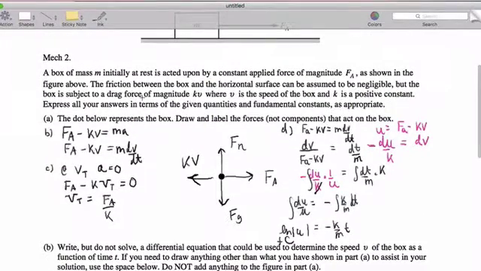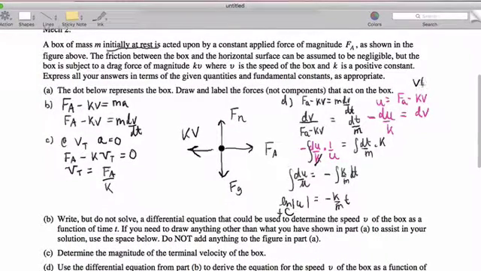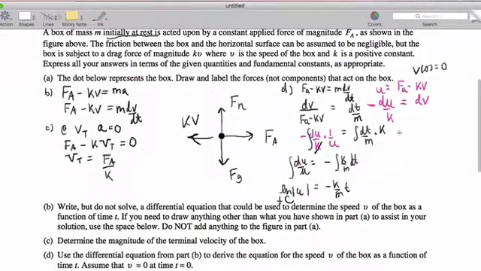Now, one thing is that it's initially at rest, so one thing we want to note is that v of 0 equals 0. Now I'm going to substitute my u expression back, so I'm going to say that the natural log of Fa minus k times 0 plus c equals negative k over m times 0. And so what that tells me is that c is the natural log of Fa, actually the negative natural log of Fa.